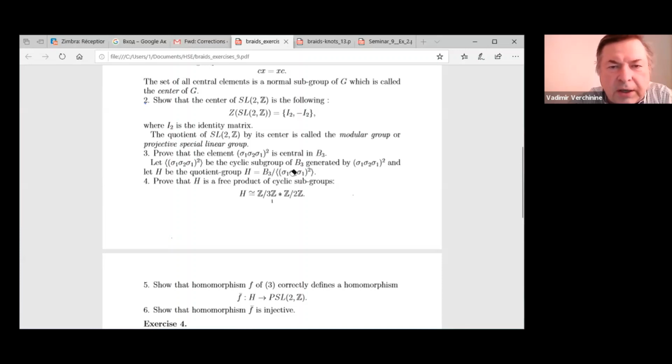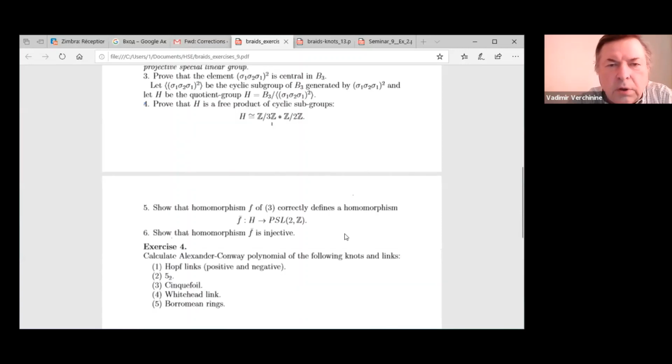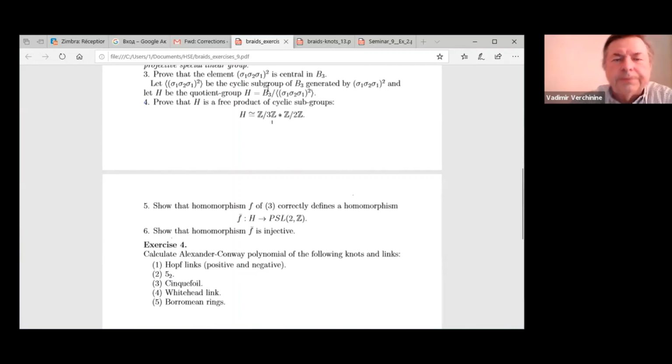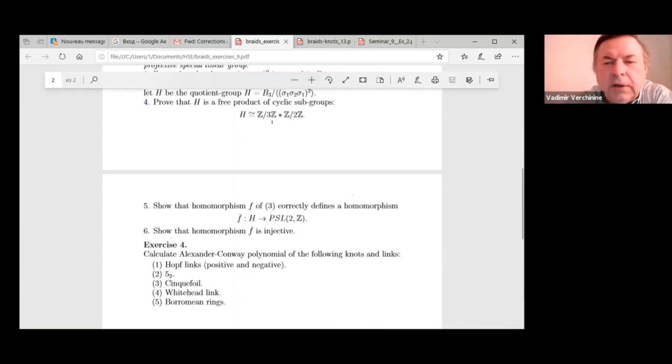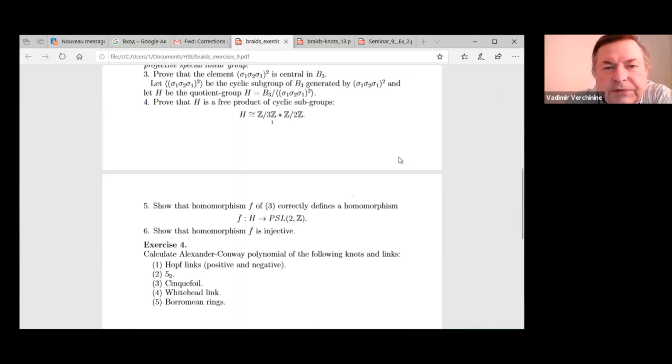Now we can, okay, this will be later, but anyway, this is quite complicated, I think, so that this group has this presentation as Z over 3Z free product with Z over 2Z.